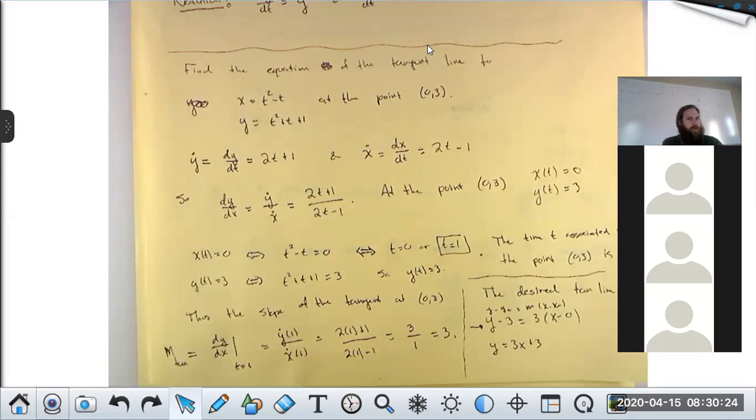Other questions? Yeah. So all of this work, we're just finding m, the slope. Yep. Just like in Calc 1, all the work of finding the tangent line is finding the slope. After you have the slope, we just plug into the point slope formula for a line. Any other thoughts or questions on this one? Mostly good?